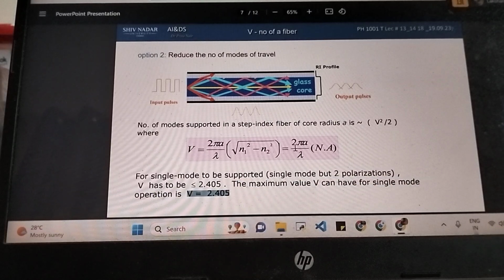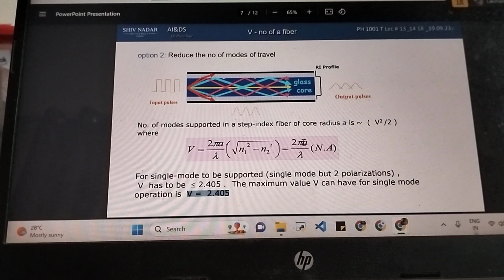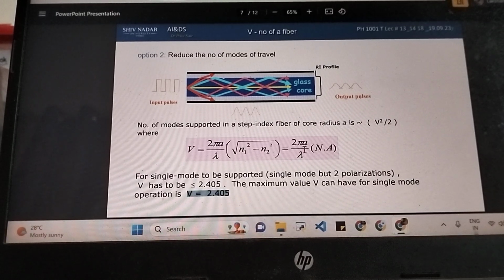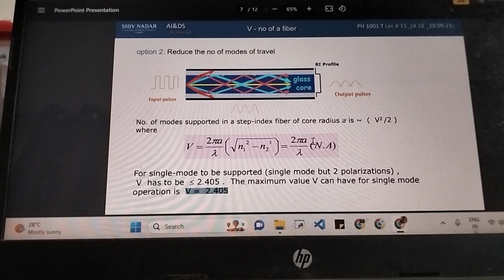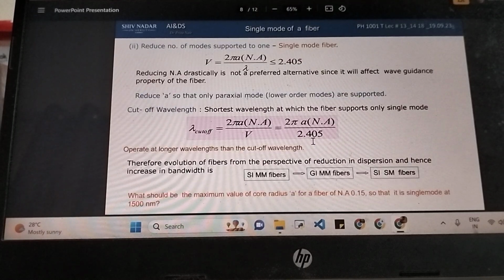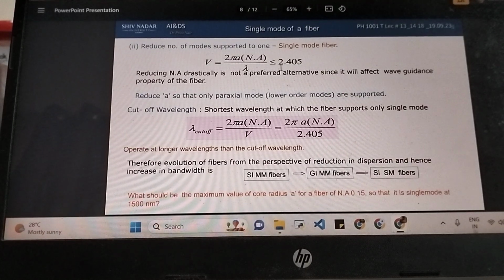How do we do that? 2 and pi are constants again. So the only things you can alter are a, lambda and numerical aperture. So you have to manipulate one or more of these quantities such that your V becomes equal to 2.405.